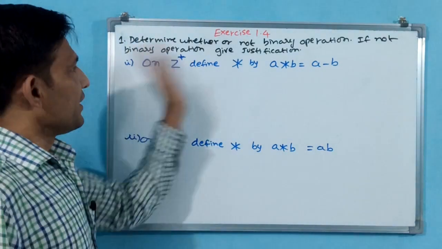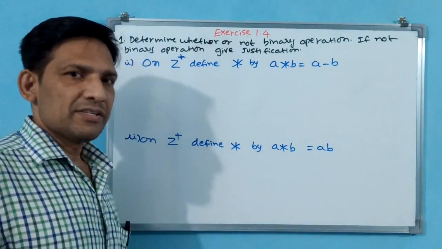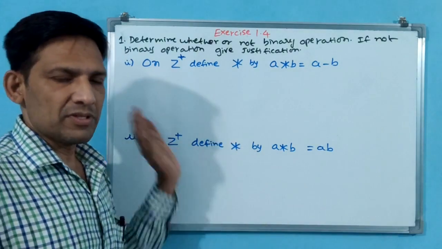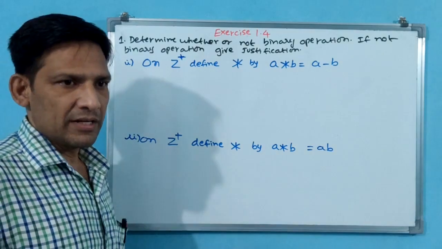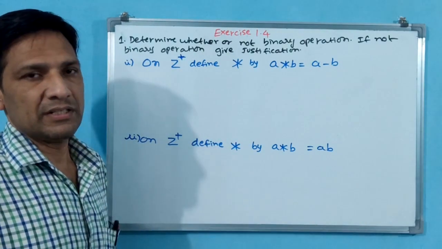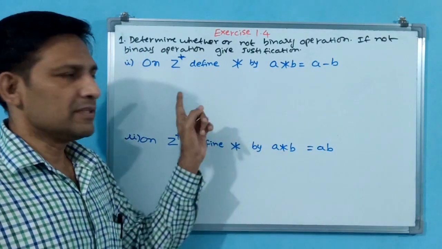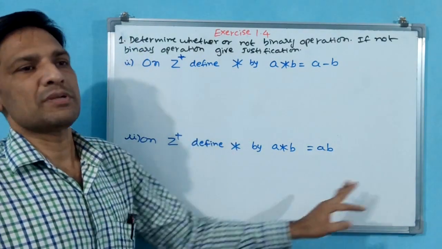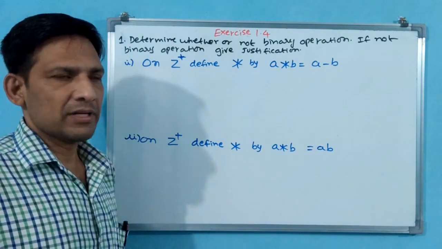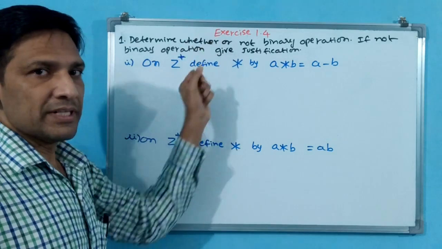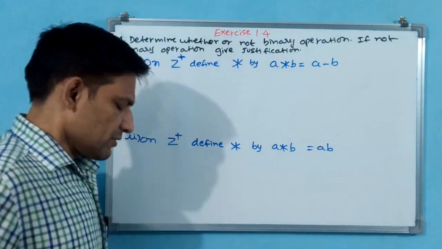First question: determine whether it is a binary operation or not. They have given 5 operations, 5 sub-questions, asking us to write whether each is a binary operation or not. If it is a binary operation, there is no justification. If it is not a binary operation, then we have to give justification why it is not. It was a lengthy question, but I have reduced it, and we will go for the original questions. Let us see the first question.